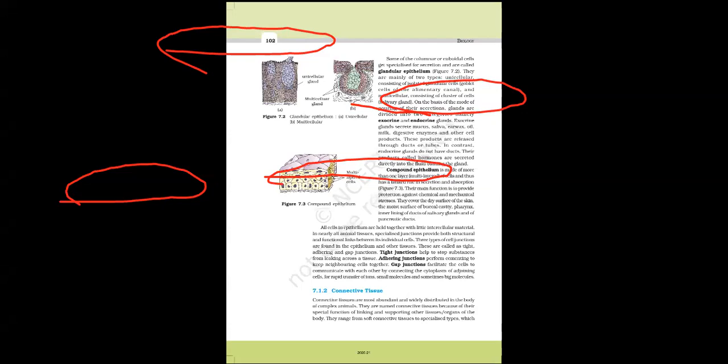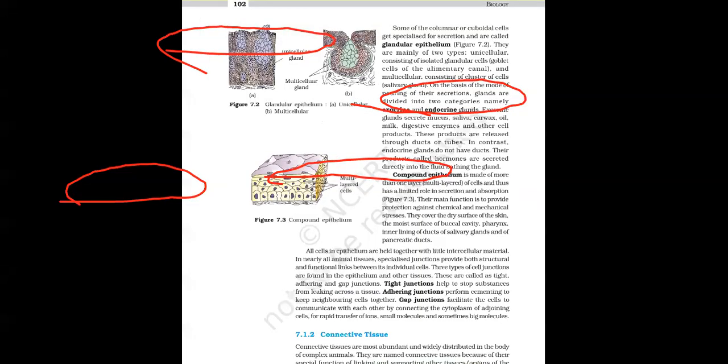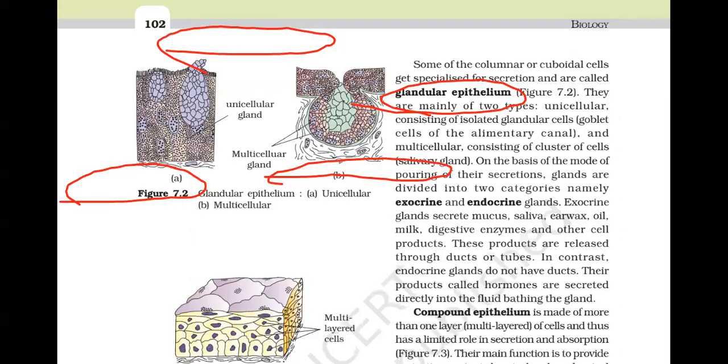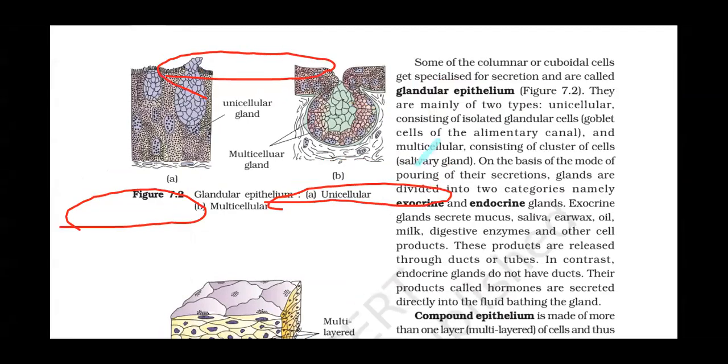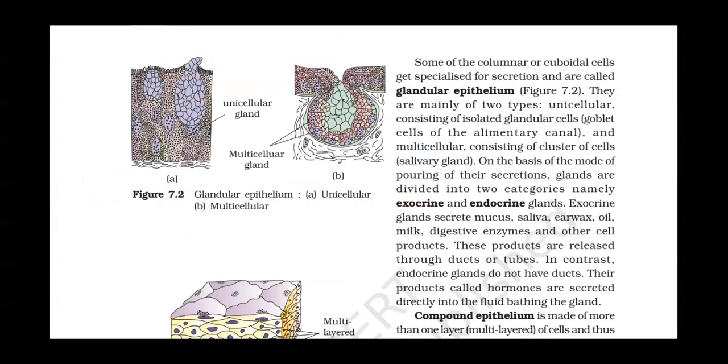Secretion and absorption. Now we are going to discuss the secretory nature of the epithelium. Again, some of the columnar and cuboidal cells get specialized for secretion, when they are of secretory nature, when they are glandular epithelium. These columnar and cuboidal cells get specialized to secrete some substances, which are nothing but various exocrine and endocrine products. We can list out the exocrine and endocrine later. Now, they are mainly two types. So glandular epithelium is of two types.